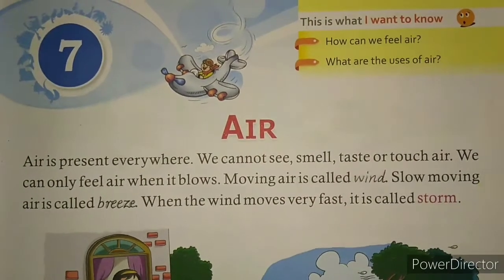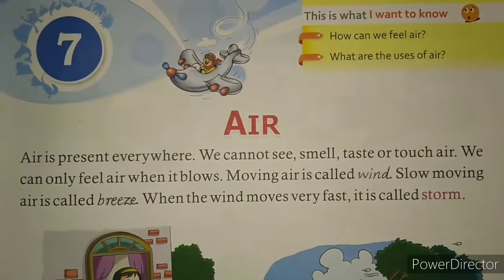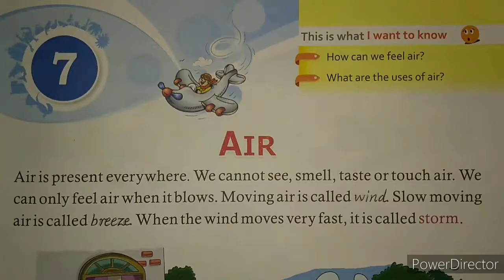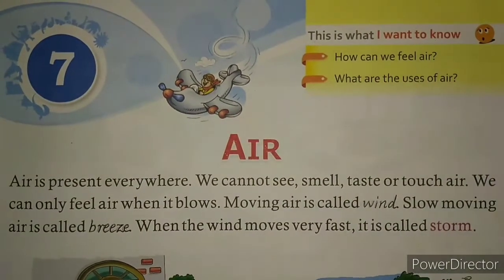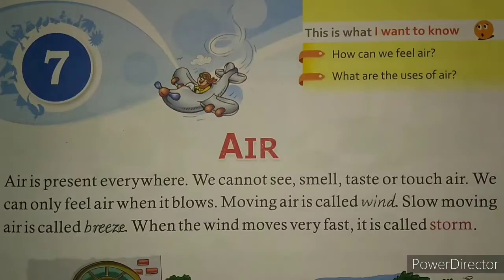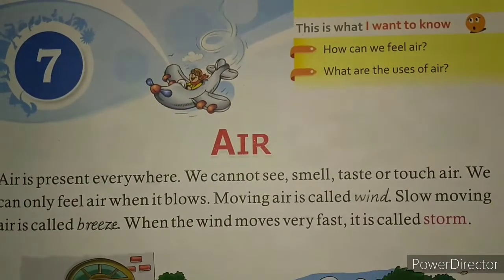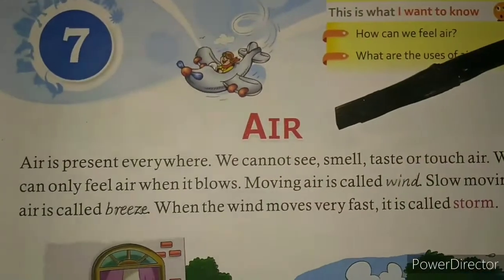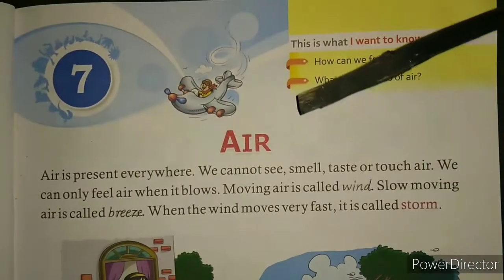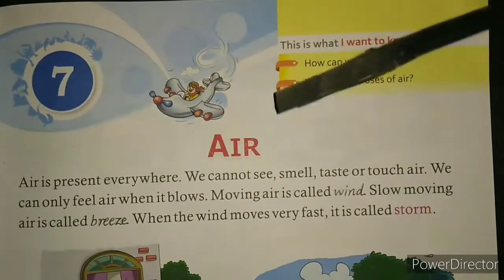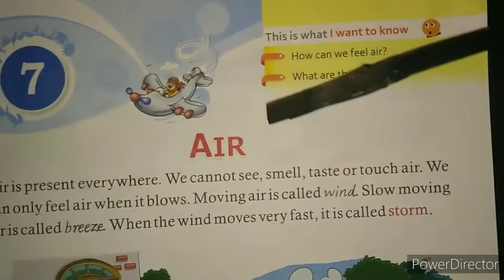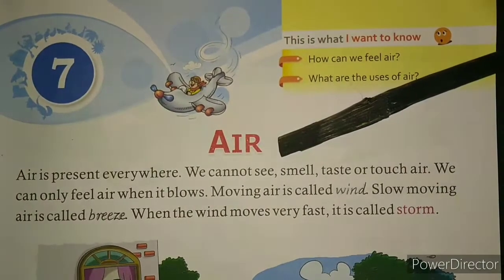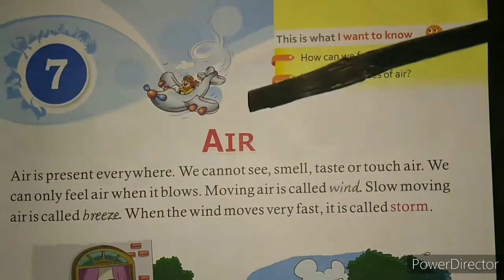Hello children, today we are going to start lesson 7, air. As we are learning about our basic needs, and we have learned about food and health, the next basic need is air, as given in this book. Children, air is our need. If we do not get air, we cannot survive. We will die. So let's learn more about air.